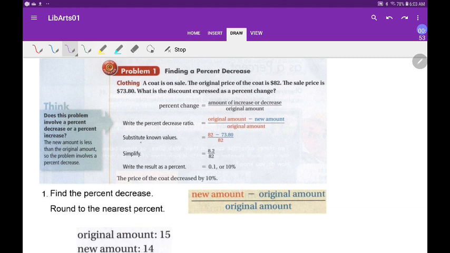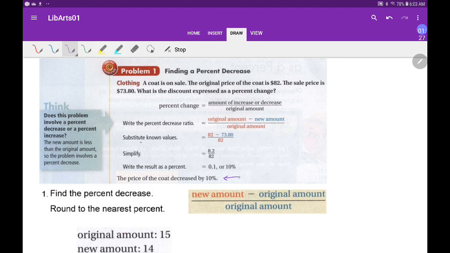They switch it around up here, so they have the original amount and they subtract 73.80. That's the new amount, and they divide by the original. So you can do it either way, as long as you remember. Their way, you have to remember what happened. So the price of the coat decreased by 10%. If you use my way, you get a negative 10%, and then that tells you it's decreased.